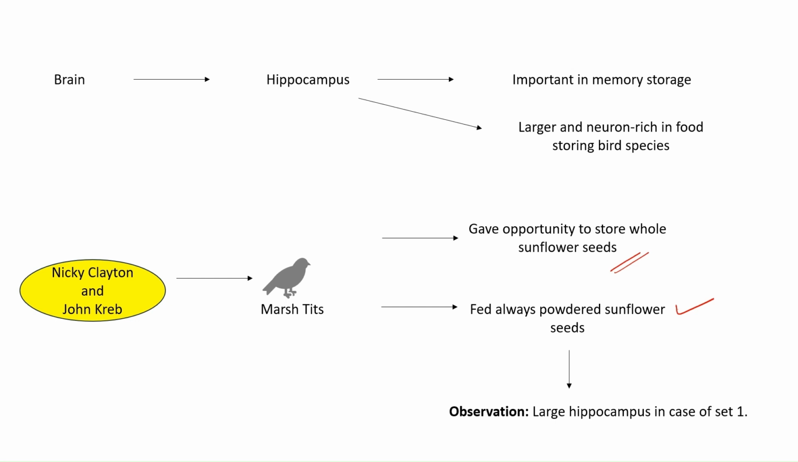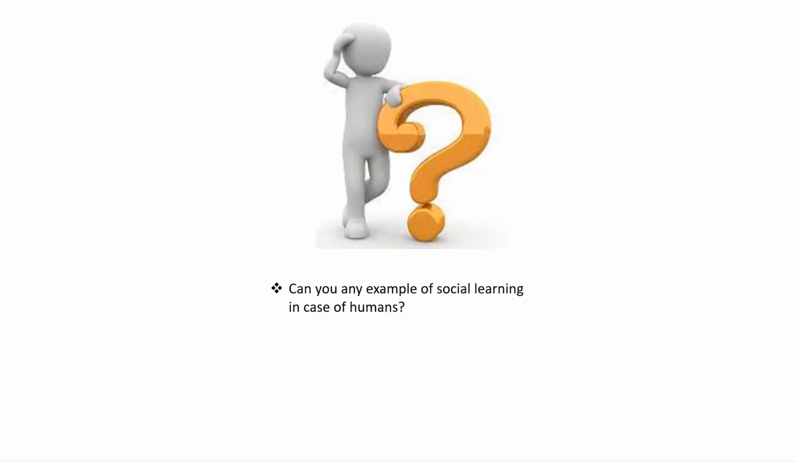Now, what is the observation? It was observed that for set 1, the hippocampus was found to be larger in size. So it proved that the brain mechanism changes according to the behavior, according to the need, according to the social learning.